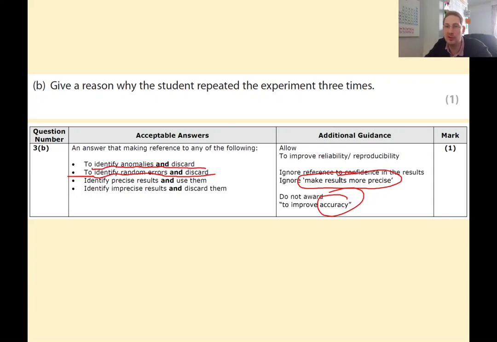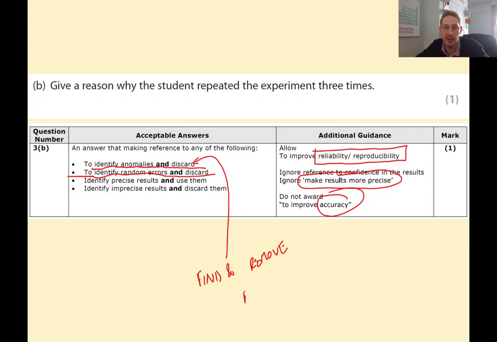Allow to improve reliability or reproducibility. That was allowed in this case. Basically, the safest answer, I think, is to find and remove anomalies, okay? So if you can remember that, find and remove anomalies. That's probably the best answer to this.